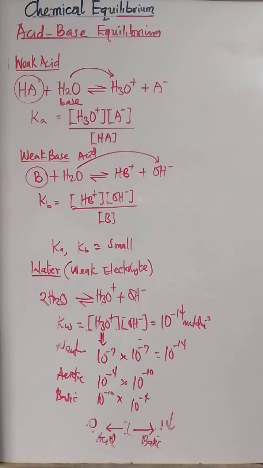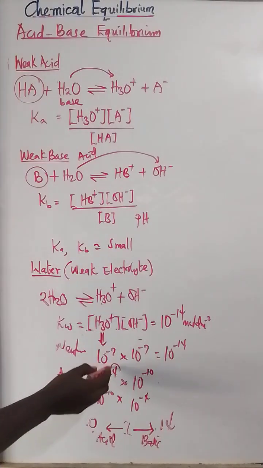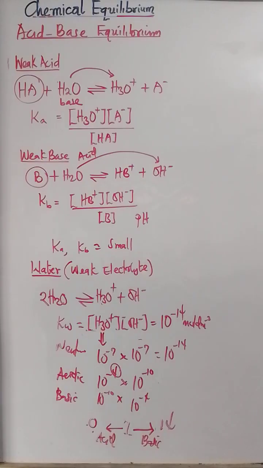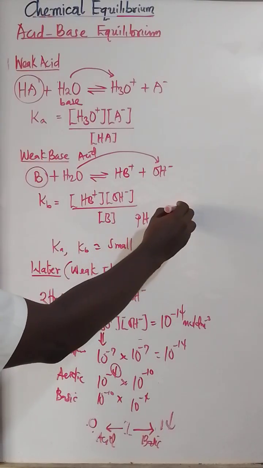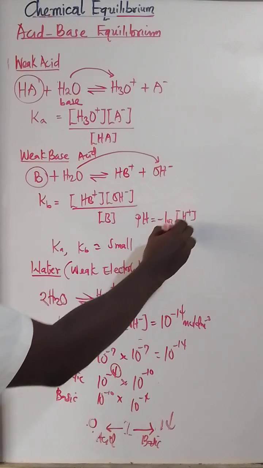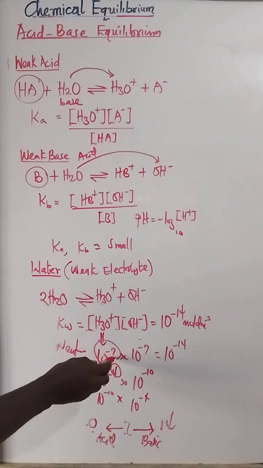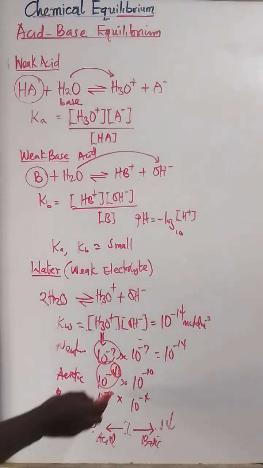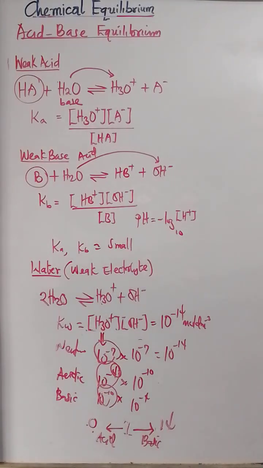And recall, what is pH? If you take this number, mathematically, pH is the negative logarithm of the concentration of hydrogen ion to base 10. So if you take the negative logarithm of this to base 10, we get 7. For this one we get 4. For this one we get 10. And this is the basis of pH.